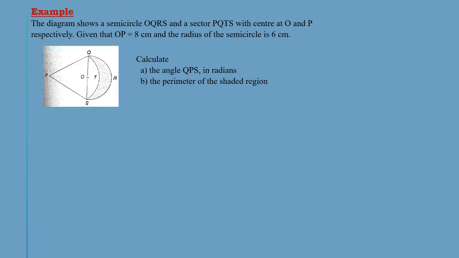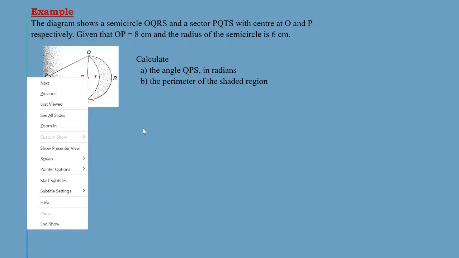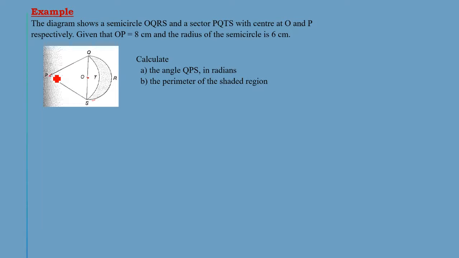What we have here is a semicircle OQRS, and a sector PQTS. For the semicircle, the center is O. For the sector, the center is P. So we have 2 centers, one is O, one is P. Given OP, this line, O to P is 8 cm.